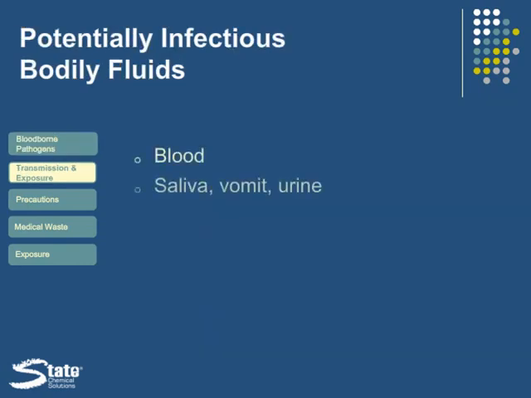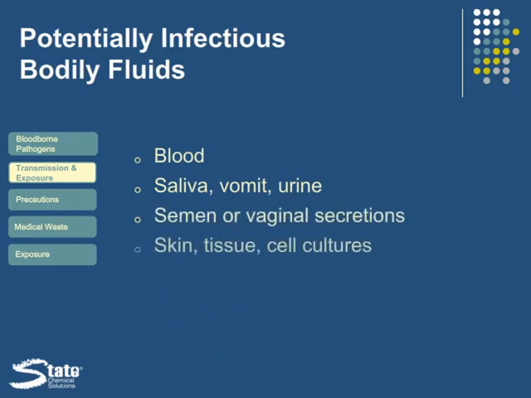Now that we've discussed specific pathogens, it's necessary to talk about means of transmission. If your facility is a medical hospital or clinic, or a laboratory with human cell cultures, you will have more potential exposure to bodily fluids than a general industrial facility would have. The bodily fluids you are most likely to encounter in the general workplace are blood, saliva, vomit, or urine.